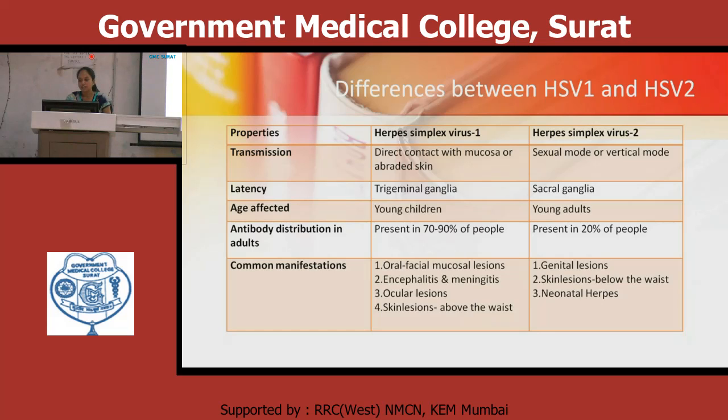Common manifestations of herpes simplex virus 1: first, oral facial mucosal lesions; second, encephalitis and meningitis; third, ocular lesions; fourth, skin lesions above the waist. Herpes simplex virus 2 common manifestations are genital lesions, skin lesions below the waist, and third, neonatal herpes.